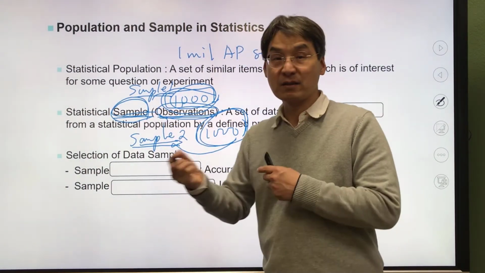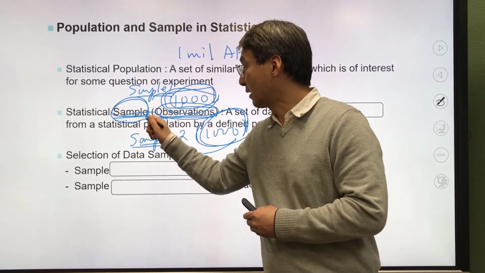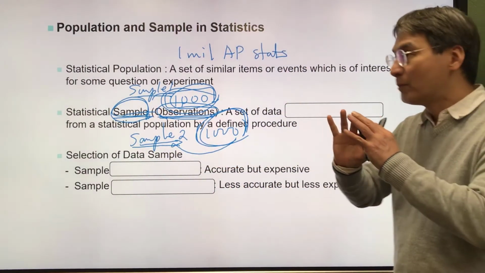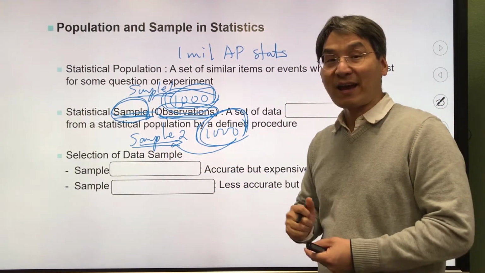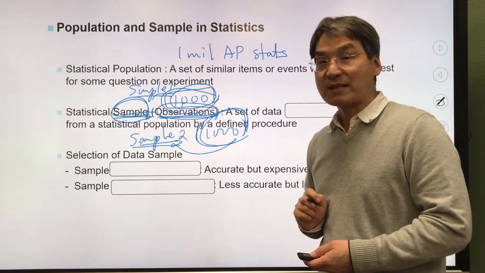Number of observations is also called sample size. So number of samples and sample size are totally different. And most of the stat formulas have sample size in them. We need to clearly understand what it means.